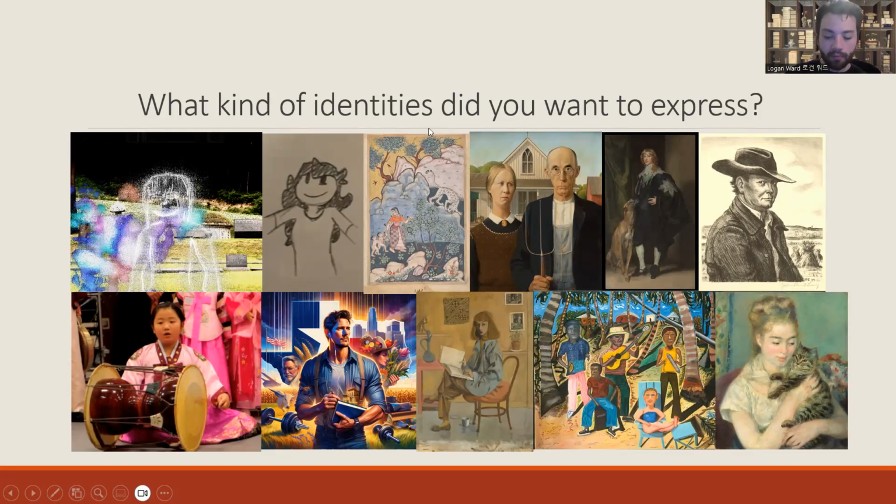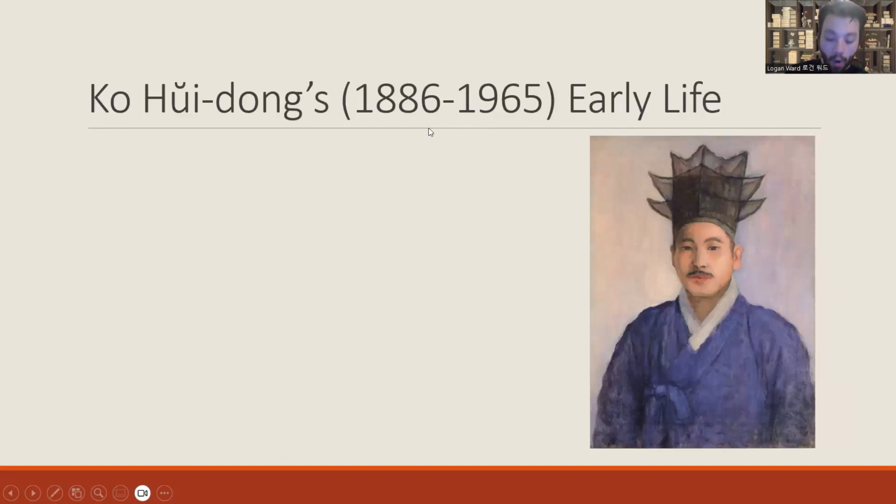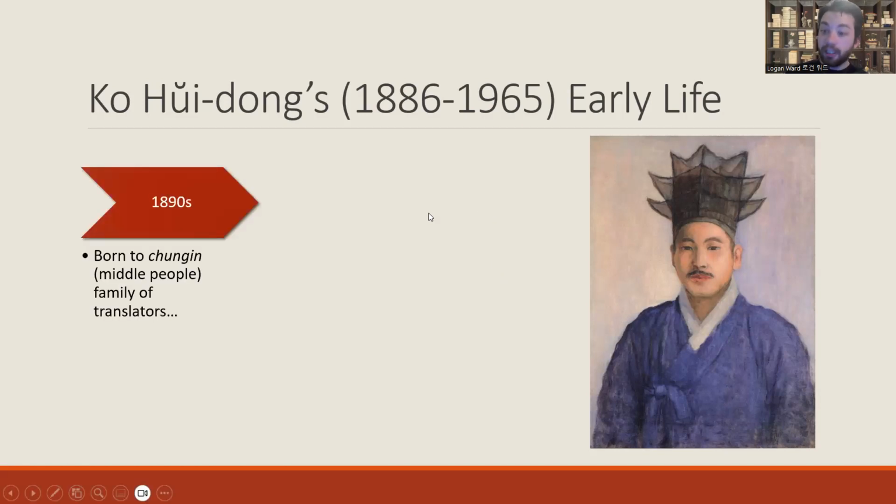Good. So these are some of the things that Ko Hui-dong was probably thinking of, right? So Ko Hui-dong was the painter of this portrait, which you should have read about this week. And we're going to be talking mostly about his early life. He has quite a long career, actually, but we're just talking about this early life, right? So he was actually born into what's called the Jungin in the late 1880s.